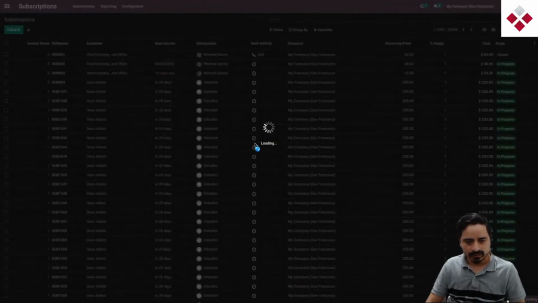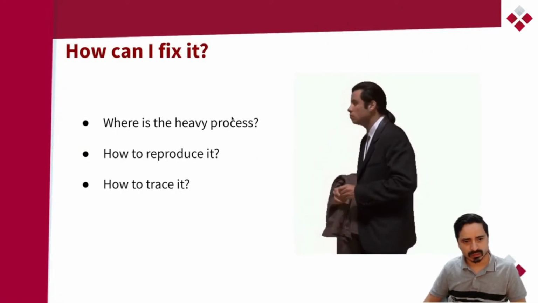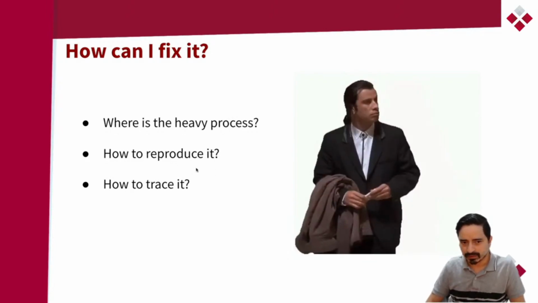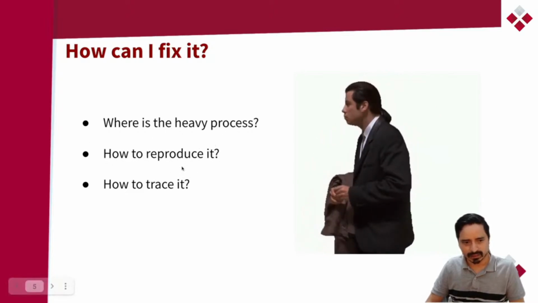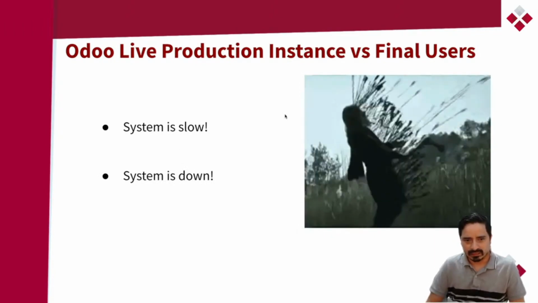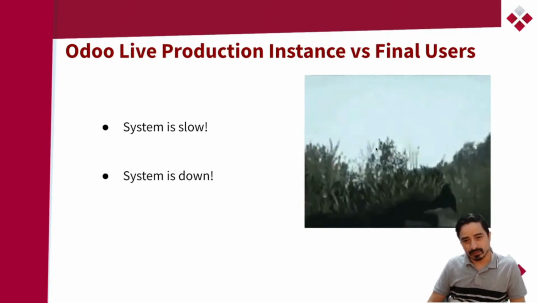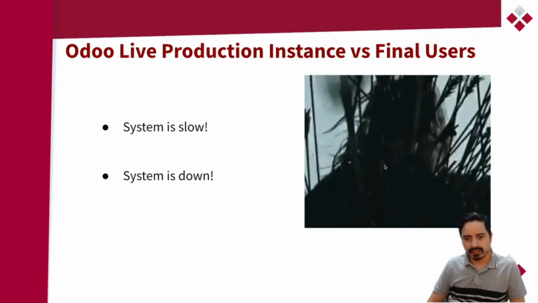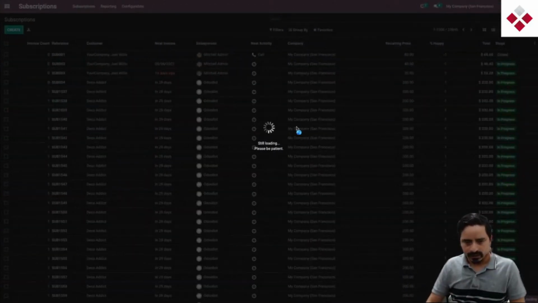Okay, so it is loading. I don't know why it is slow. We are in this situation. How can I fix it? What is the heavy process? How to reproduce? How to trace? In this case, it's easy because I can reproduce, so no big deal there. And if many users are opening that view, the system can go down. So let's wait a little bit.